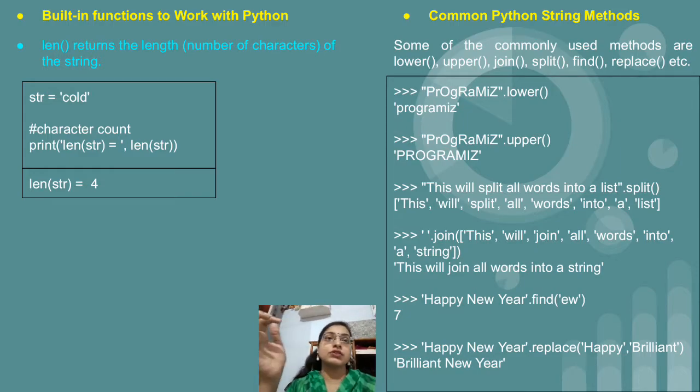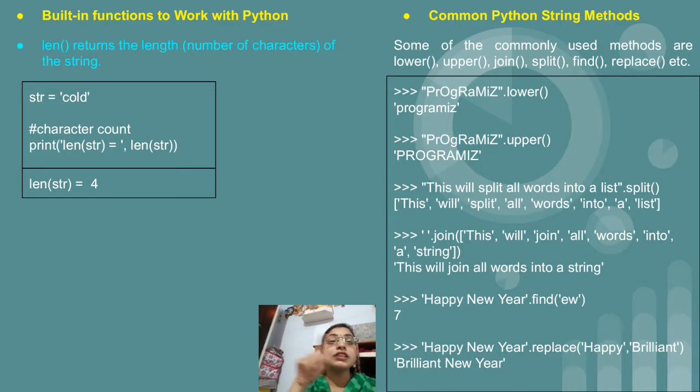Similarly we have the upper function. With the help of the upper function we can convert lowercase letters into uppercase, and uppercase will remain the same. Then we have the split function. Basically the split function divides the string into the words which are present inside the string. So just see the third example. This will split all words into a list. We have applied the dot split function, because of which we will get output within square brackets. And I have previously told you that if we initialize anything within square brackets, it is considered a list, as we have arrays in C and C++. Similarly in Python the same function will be performed by the list.